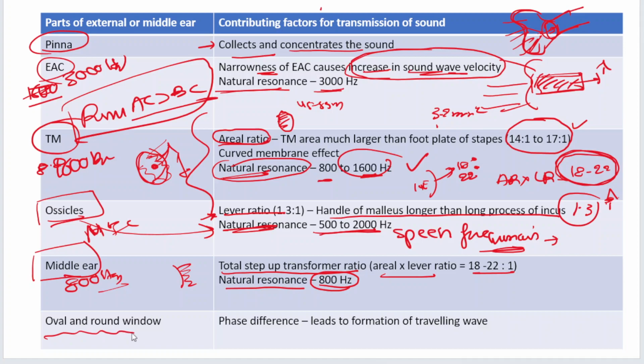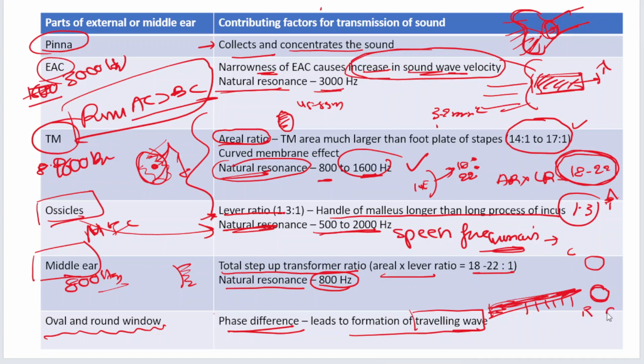Oval and round window, how do they contribute? How do they help in the step-up function? Because of the phase difference, which leads to the formation of a traveling wave. Without the formation of the traveling wave on the basilar membrane, there is absolutely no way you will be able to hear the sound. Phase difference means the oval window and the round window will never be in the same phase. If the oval window is in compression, the round window will be in rarefaction, and if the round window is in compression, the oval window will be in rarefaction.